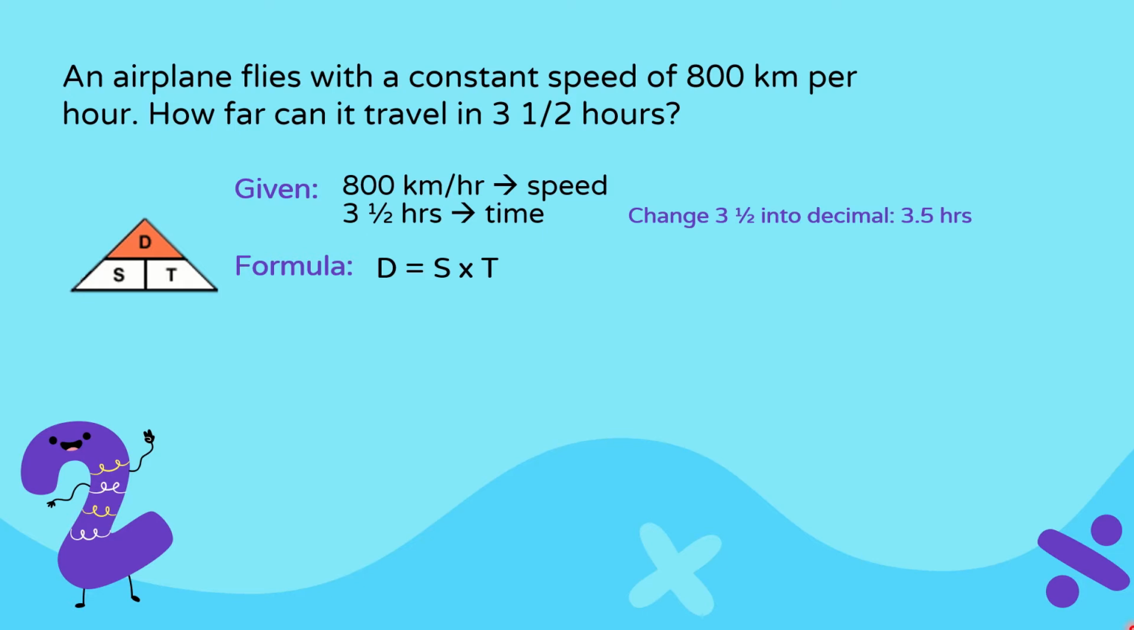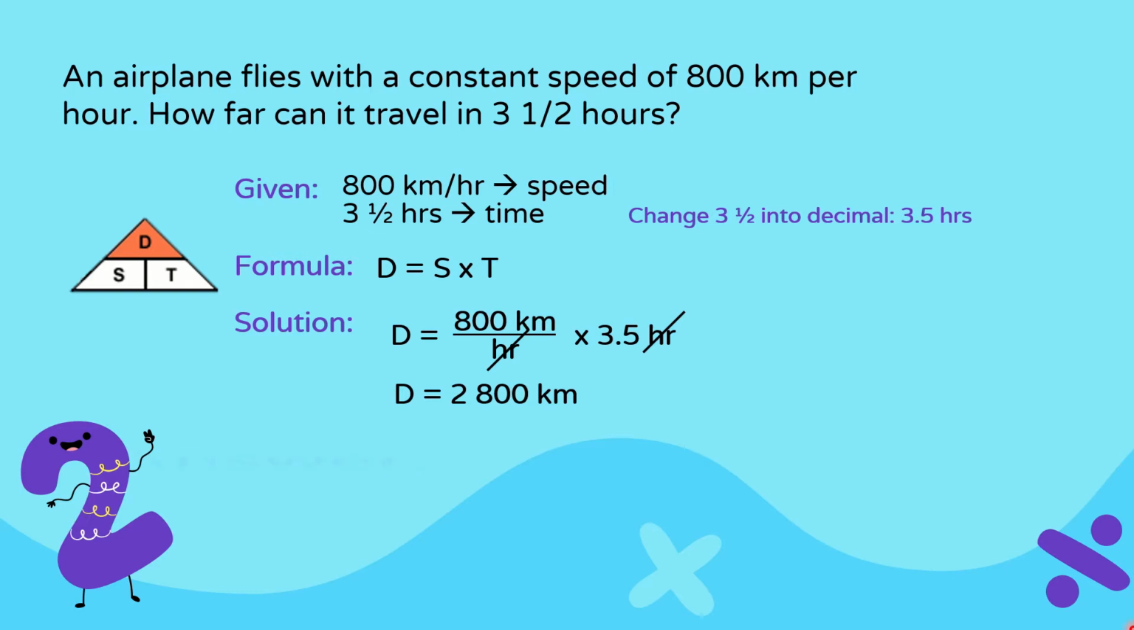Let us now substitute the given in the formula speed times time. So let's have now 800 km per hour multiply by 3.5 hours. We are going to cancel hour because hour divided by an hour is equal to 1. 800 km times 3.5 or 3 5/10. That would be 2,800 km. So therefore, an airplane travels 2,800 kilometers.